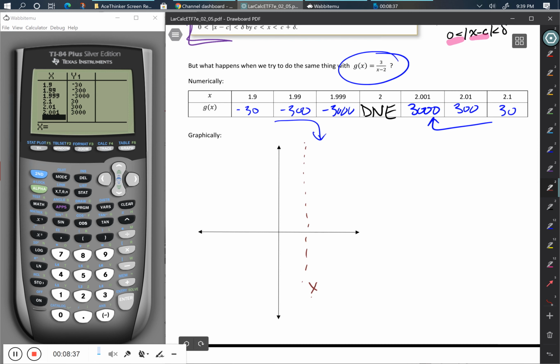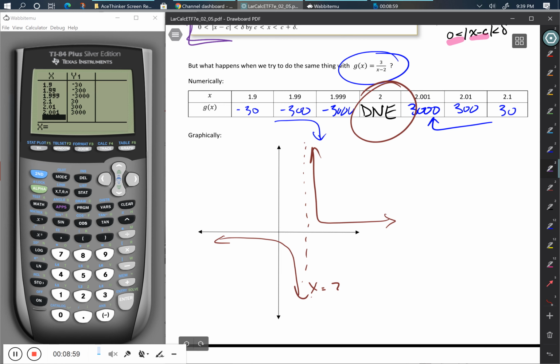So here we've got this going on. There's a vertical asymptote at x equals 2. From the left, it was going down. From the right, it's going up. And so while we do have a vertical asymptote, we don't have a limit of infinity or negative infinity because both sides aren't going to the same place.